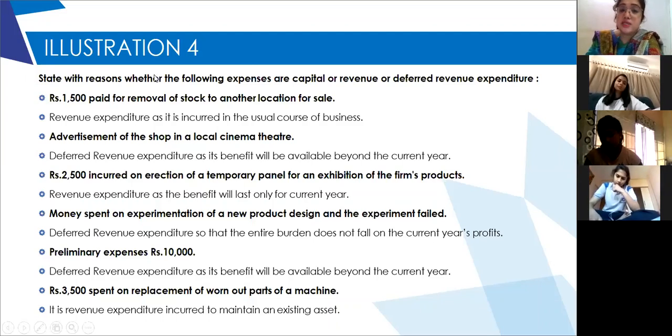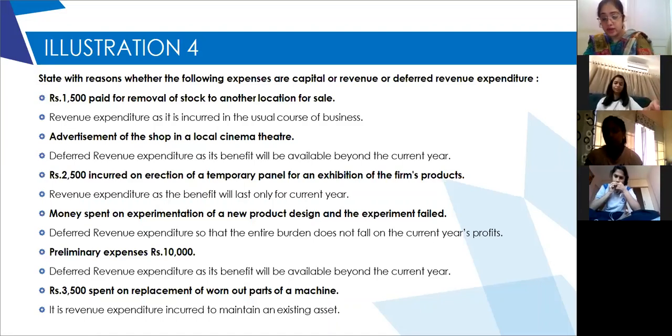Now see, you also have to analyze that when I'm conducting the repair, the benefit should be of more than one accounting year. Then only it will come under deferred revenue. 2,000 rupees I spent on a small advertisement will come as revenue expenditure. But advertisement done in a cinema theater, which everyone is seeing on a day-to-day basis and whose benefit is for a much longer period, would come under deferred revenue.